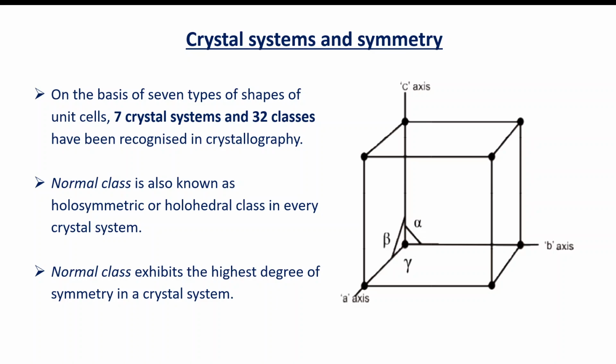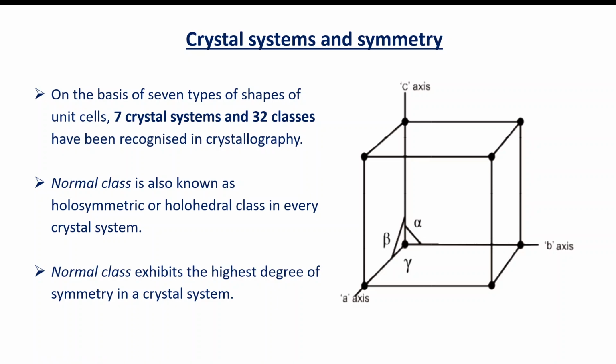Now obviously, like I was mentioning, there are 7 crystal systems in total, like we have seen, and 32 classes, and every crystal system possesses one normal class. The normal class, which is also known as the holosymmetric class or holohedral class, should always possess the highest degree of symmetry in that particular system.